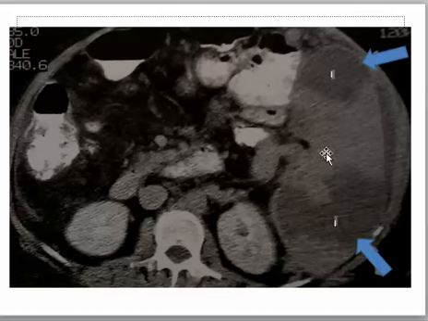And these are the infarcts of the spleen in cases of trauma, or in cases of portal vein thrombosis. We can find these infarcts.